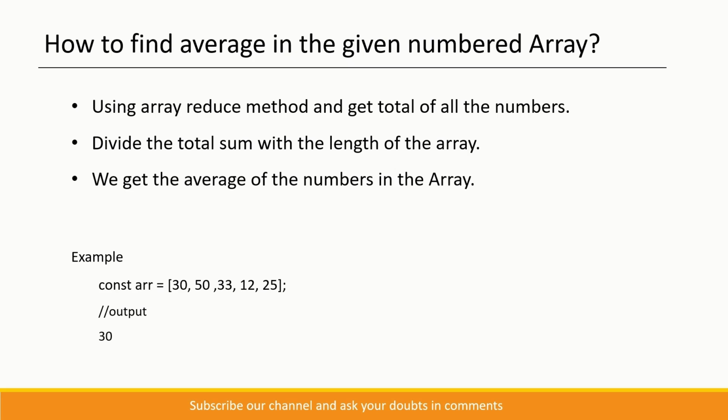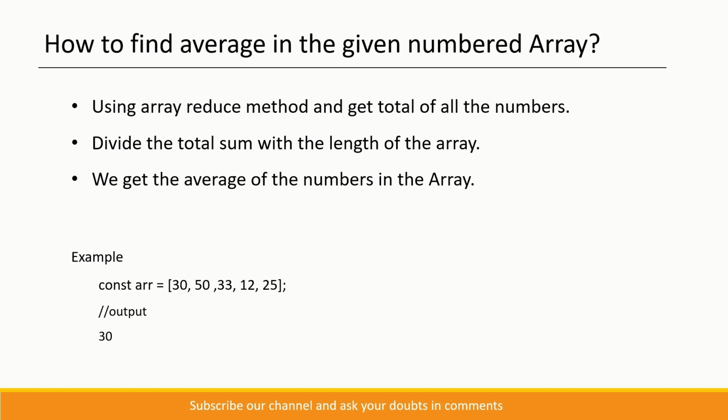But here we are going to use the array reduce method. First, we will get the total sum of the values in the given number array. Later we need to divide the total sum by the length of the array. Finally, we will get the average value of the numbers in that array. So this is what we are going to implement at the code level.